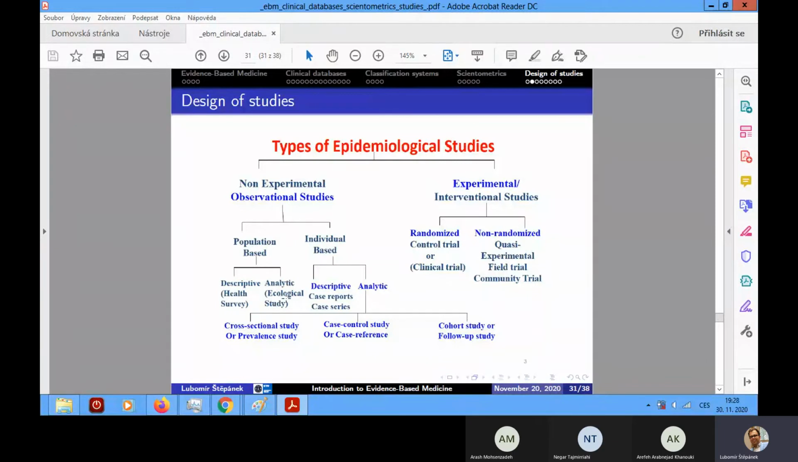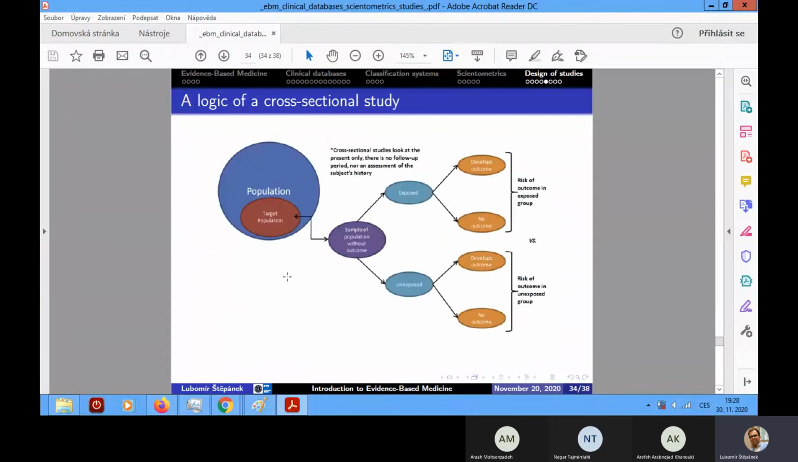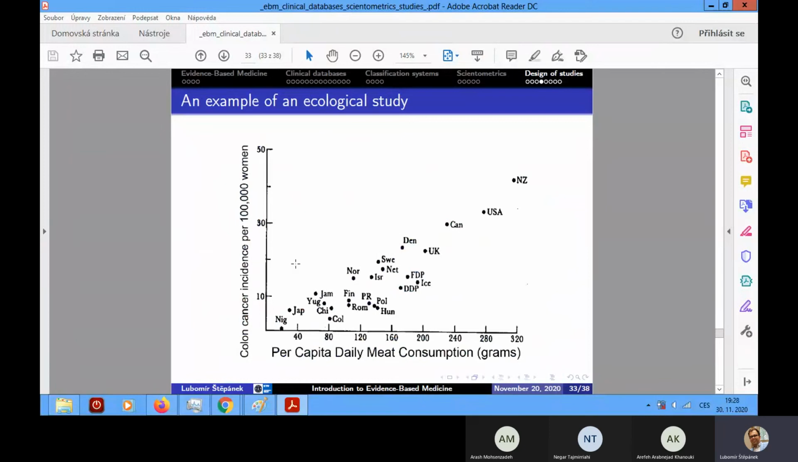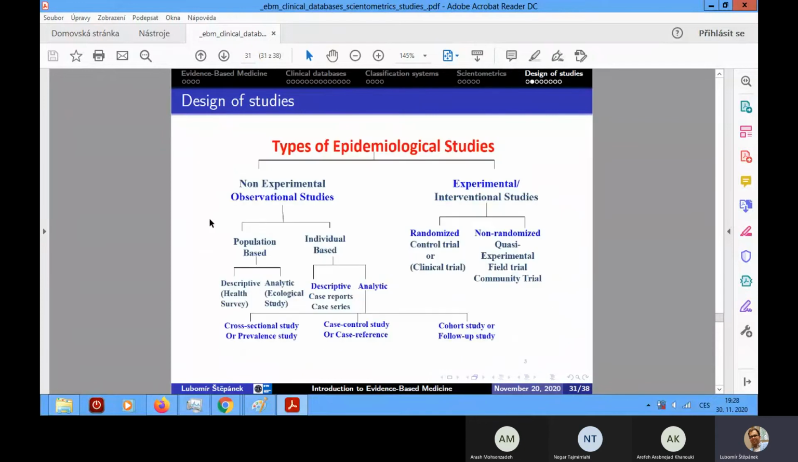Ecological study has something like, I have an example of an ecological study here. This is a typical kind of ecological study. Ecological study is something which is relatively limited. If we are going from the left to right hand side in this schema, then the validity usually increases.